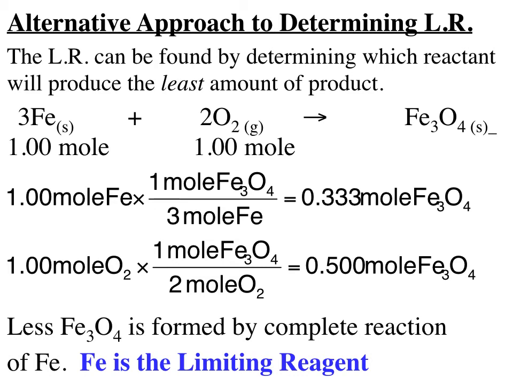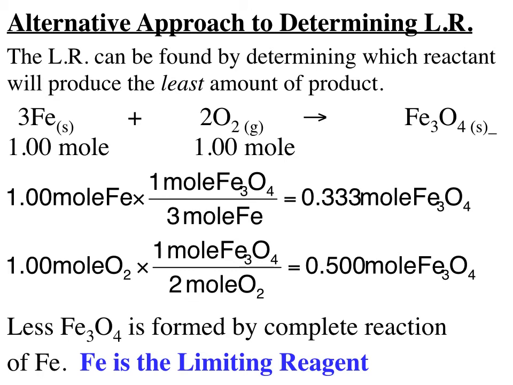Now notice for the Fe, there's a 3 to 1 ratio between the Fe and the Fe3O4 in the balanced equation. So I line up the stoichiometric coefficients to cancel the Fe and leave me in moles of Fe3O4. So when lined up correctly, I need to take 1 times 1 divided by 3, and what it's saying is that if I use the entirety of 1 mole of Fe, I will form 1/3 of a mole of Fe3O4.